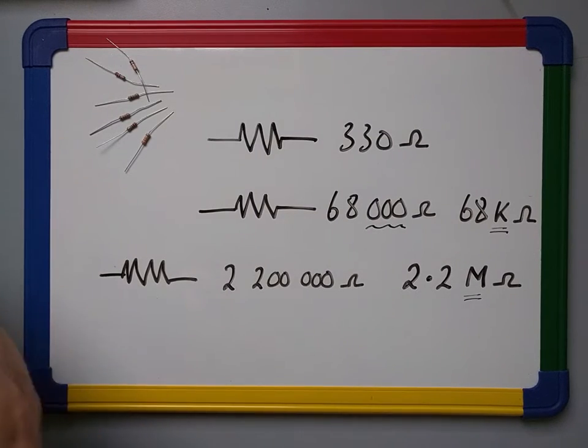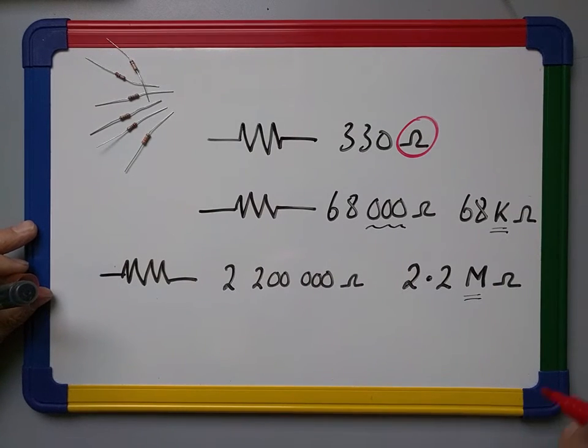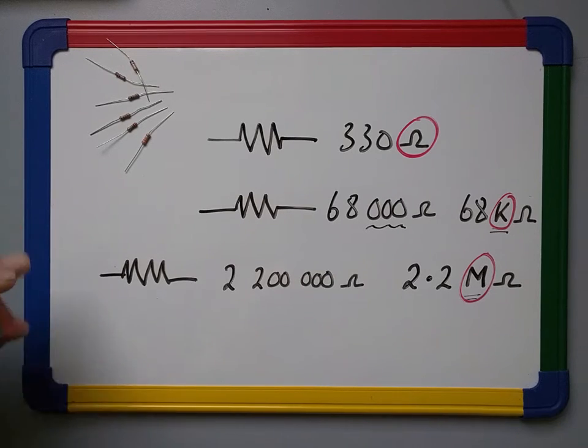So sometimes you'll see these values written as just ohms if it's a quite small value of resistance. If it's a bit larger, kilo ohms. If it's very large, mega ohms.